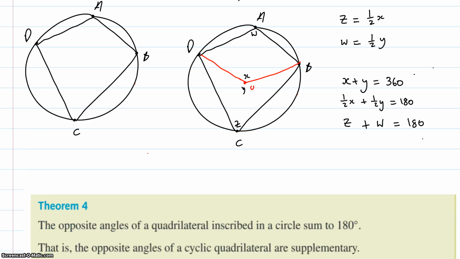The opposite angles of a quadrilateral inscribed in a circle sum to 180. That one plus that one must equal 180, as in w plus z must equal 180. Another way of putting that is that they are supplementary angles. And that will be true for this angle over here, where D is, and this angle over here, where B is. So those two will add up to 180 as well.